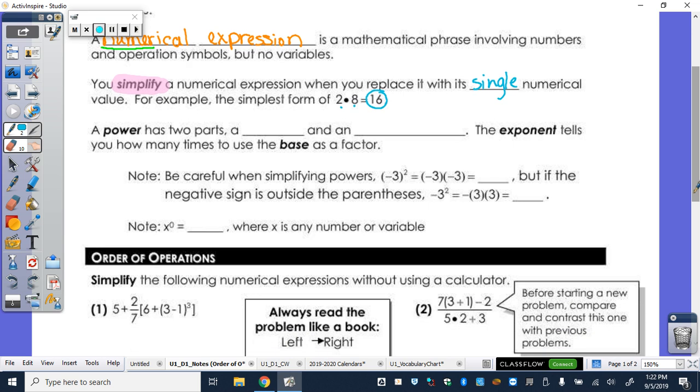A power has 2 parts, a base and an exponent. The exponent tells you how many times to use the base as a factor, so it's how many times you multiply the base. So if you have an exponent of 4, that means you're multiplying that number 4 times.